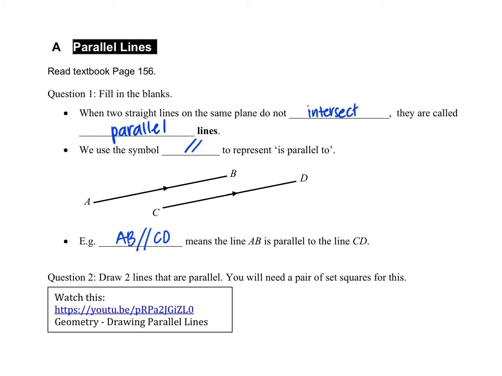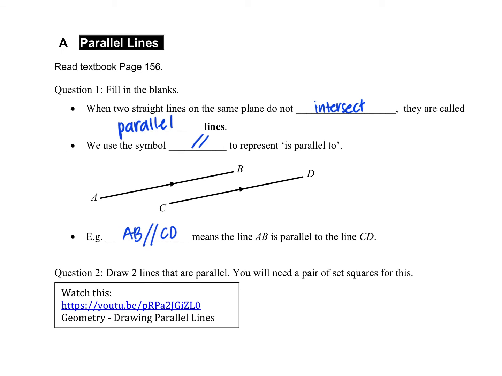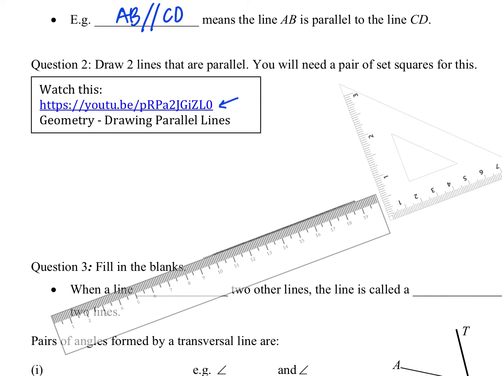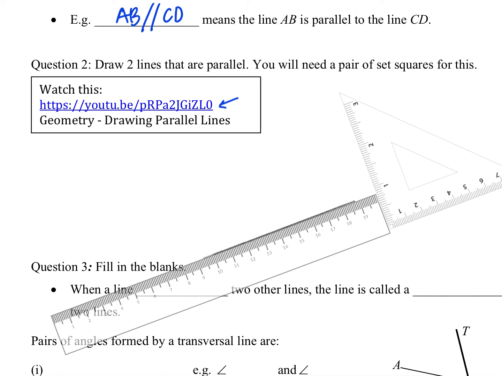You can find out more by watching the live demonstration of using the set squares through this video over here. To draw two parallel lines using a set square, first we need a ruler and then the set square. This is our set square and this is our ruler. First we begin by drawing a straight edge using the ruler. Next, we put our set square at a 90-degree edge against our ruler.